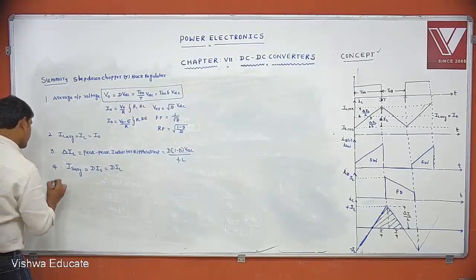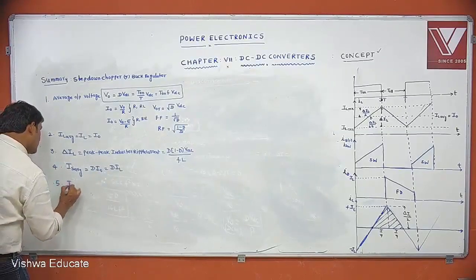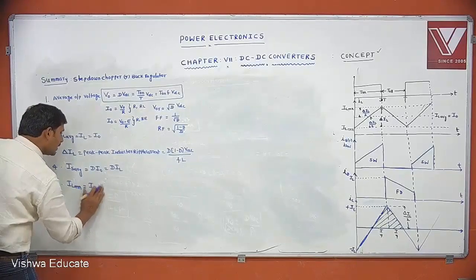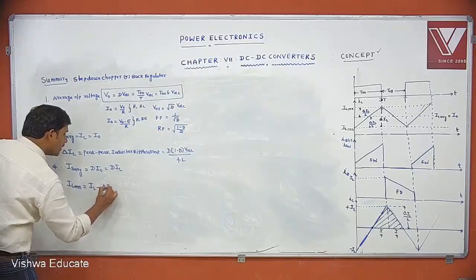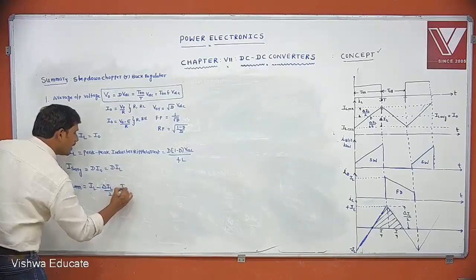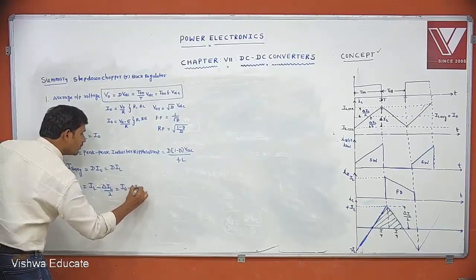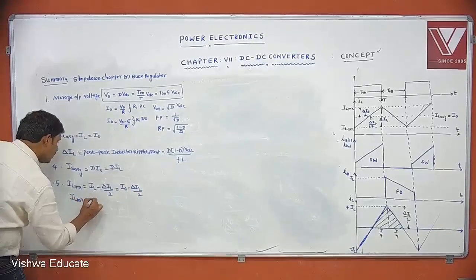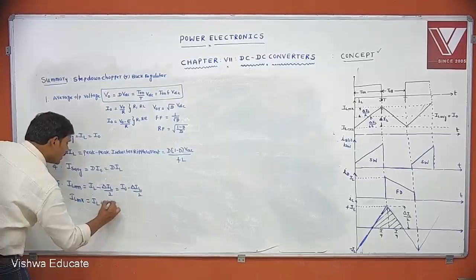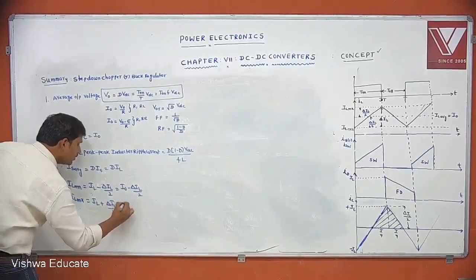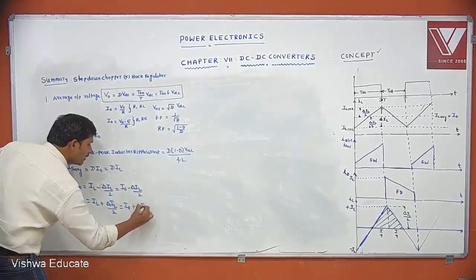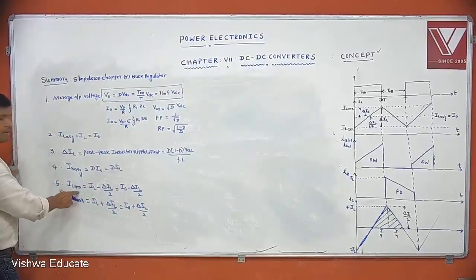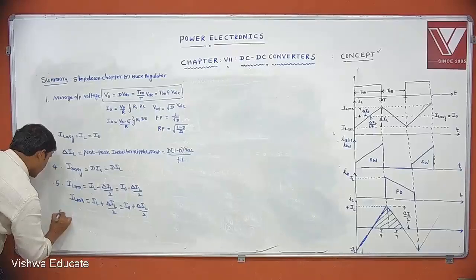Average source current, fifth one. What is IL minima? IL minima equals IL minus delta IL by 2, that is I naught minus delta IL by 2. What is IL max? IL max equals IL plus delta IL by 2, that equals I naught plus delta IL by 2. This is maximum inductor current, minimum inductor current.